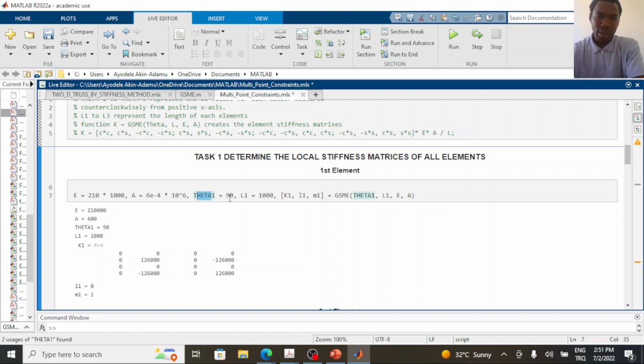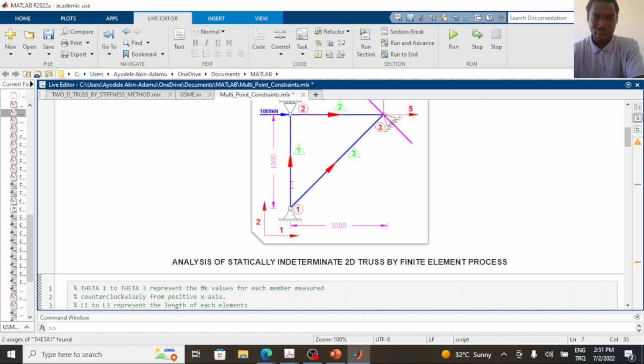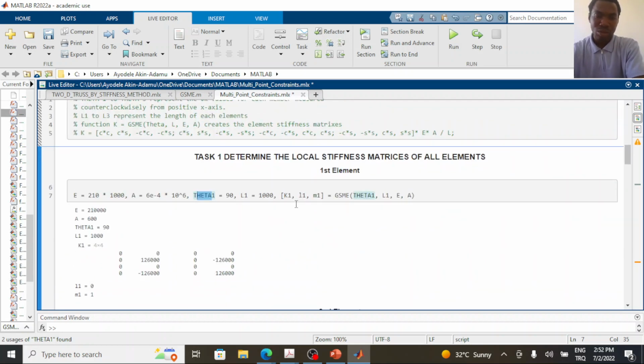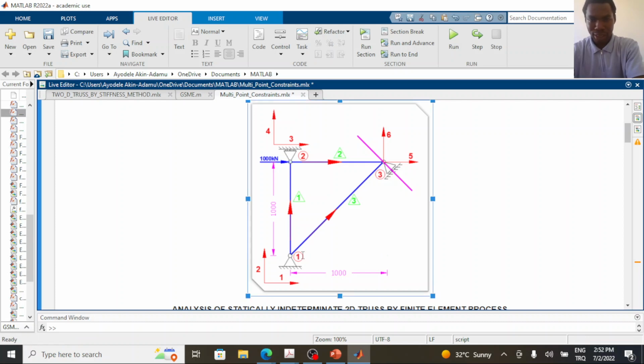Theta one denotes my angle for element one, and in the question you will see that the angle for element one is 90 degrees. The angle is measured from the horizontal. I explained this in my previous video, so I advise you to go to that video to understand how the angle measurement is defined. The angle is measured from the positive horizontal axis to where the element is. This is the positive horizontal axis here.